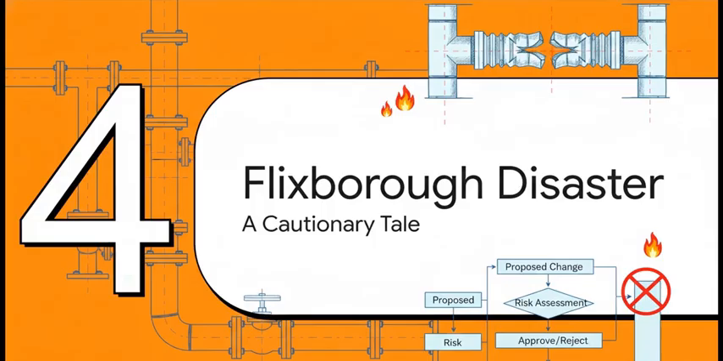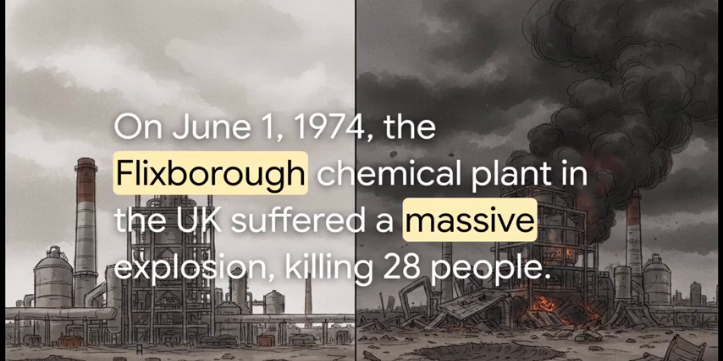So that's the theory, right? It all sounds good on paper, but to really get why MOC is so non-negotiable, we have to look at what happens when it goes wrong. And there's probably no more tragic or powerful example of that than the Flixborough disaster. So picture this. It's a Saturday afternoon, June 1st, 1974.